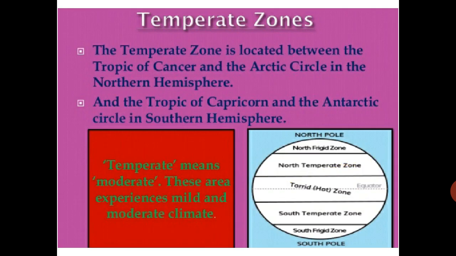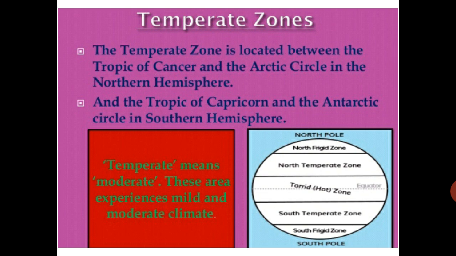After that, the temperate zone. In the torrid zone, mostly direct sun rays come and the weather is hot. Temperate means moderate; this area experiences a mild and moderate climate. The temperate zone is located between the Tropic of Cancer and the Arctic Circle in the northern hemisphere, and between the Tropic of Capricorn and the Antarctic Circle in the southern hemisphere.